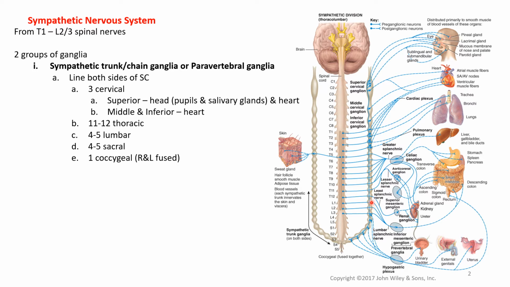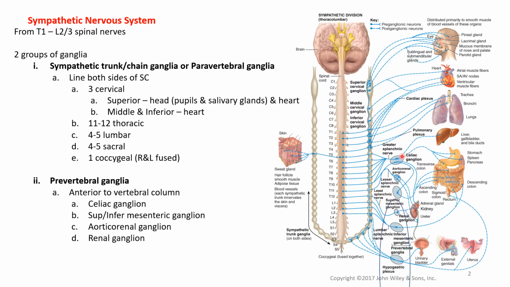We'll have 4 or 5 lumbar, 4 or 5 sacral, and 1 coccygeal. Your book gives these variable numbers here, and our bodies are always a little bit different. But just for ease of learning, think you've got 12 vertebrae, you've got 12 spinal nerves, so you're going to have 12 thoracic ganglia. Same with 5 and 5 for the lumbar and sacral region, and 1 coccygeal. So that's one way that they're getting out.